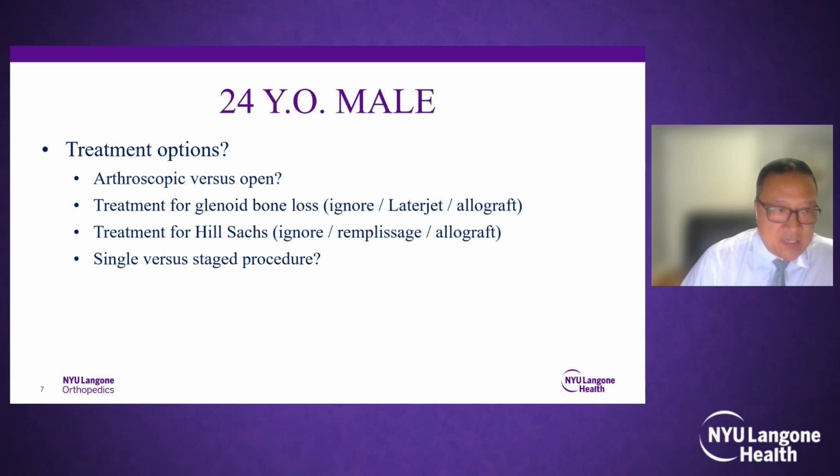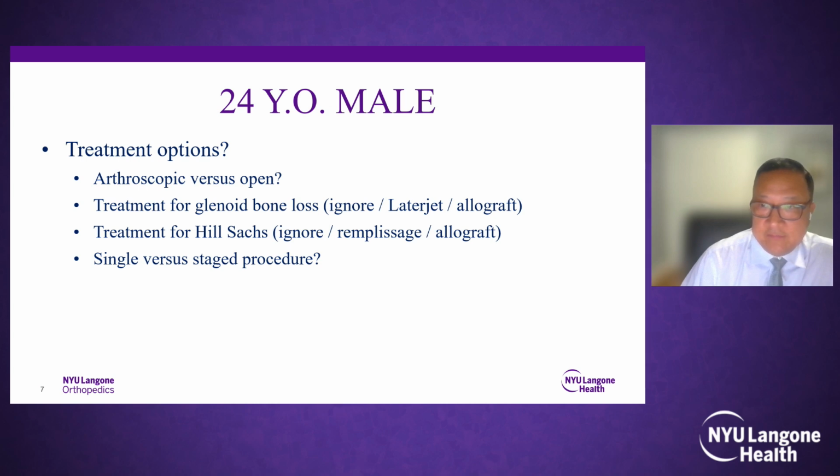So you're probably going to have to do some kind of an open procedure, although I know there's sort of an arthroscopic version of bone restoration that's been going around a little bit. Would you do anything for the Hill-Sachs? If you do it open or arthroscopic, what would you do with the Hill-Sachs? You could also consider doing this as a staged procedure, like arthroscopically go in, take care of the Hill-Sachs with a remplissage, and then later on opening it up. So I need some help. What do you guys think?